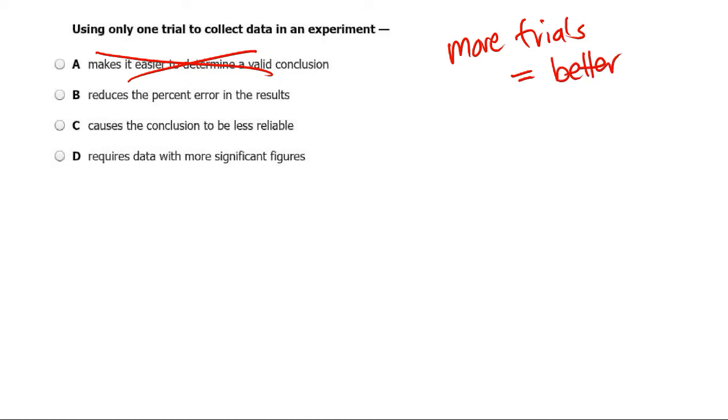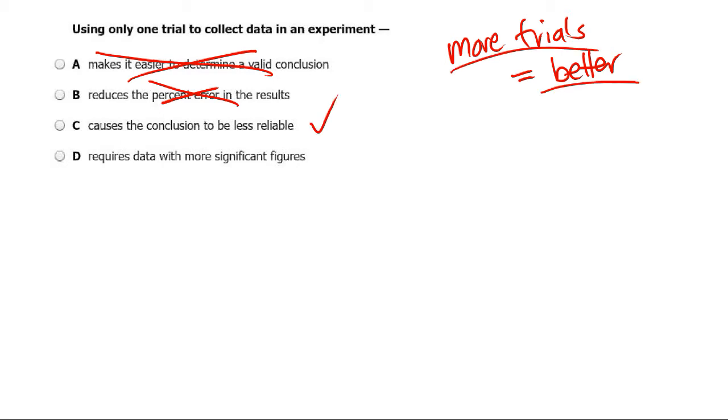Three is the standard minimum. Five, seven, something else above that is better. Reduces the percent error in the results? Irrelevant. The percent error is determined by the actual errors that present themselves. Causes the conclusion to be less reliable? That is true. We literally just said that more trials is better.